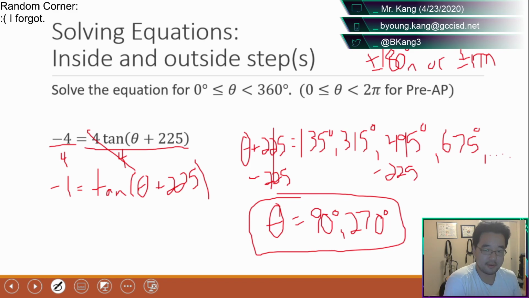By the way, this is something that a lot of students forget, is that tangent actually only has a 180 period, not a 360 period. So just be careful whenever you're doing that, just for tangent problems.